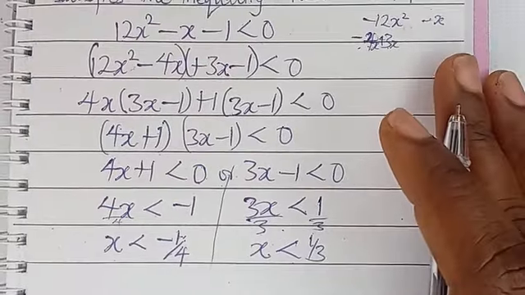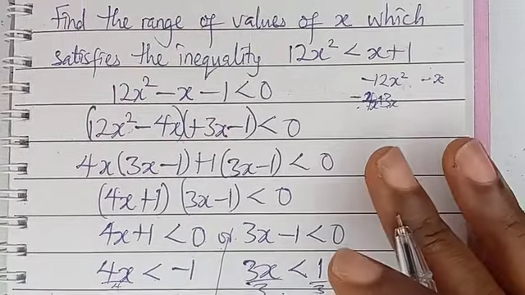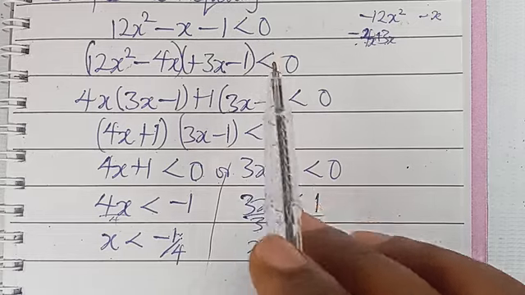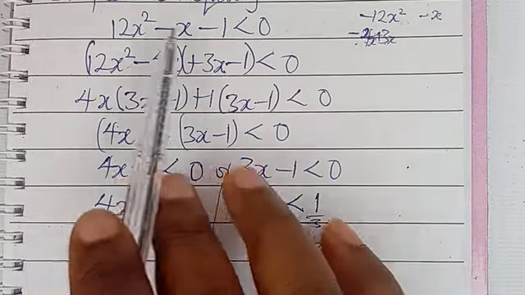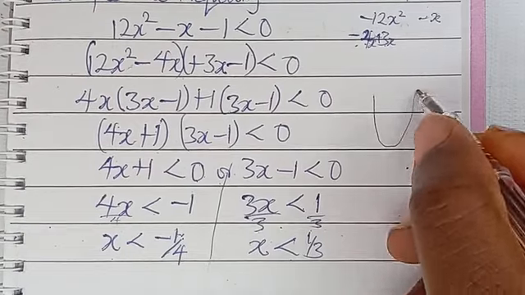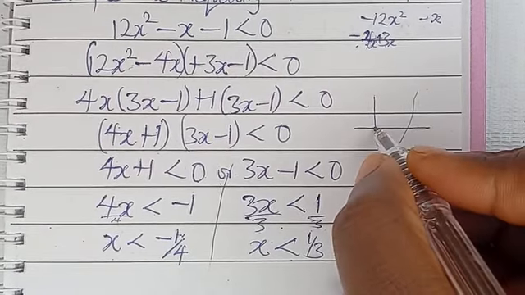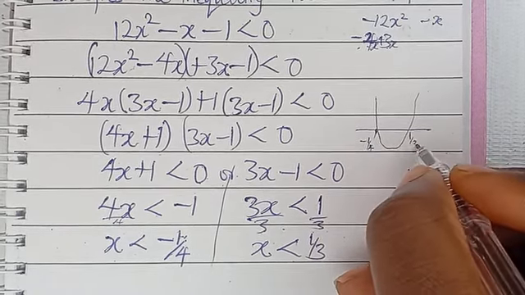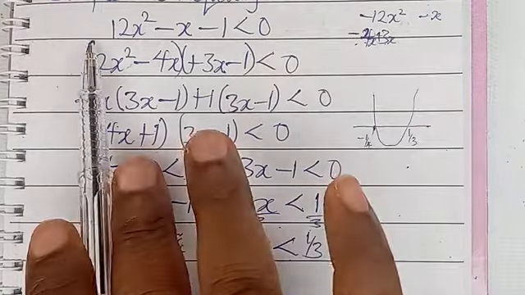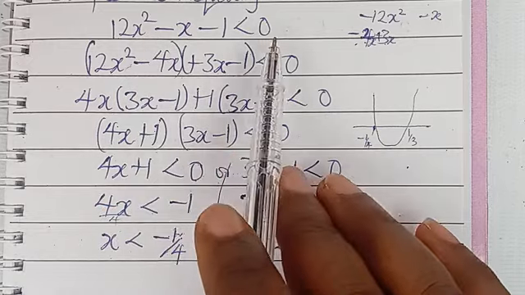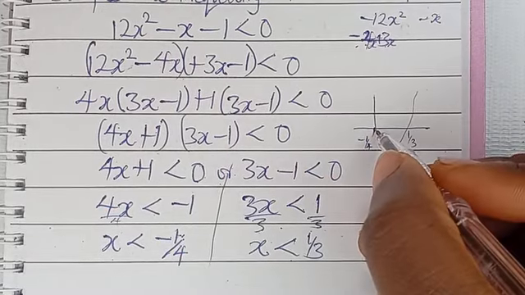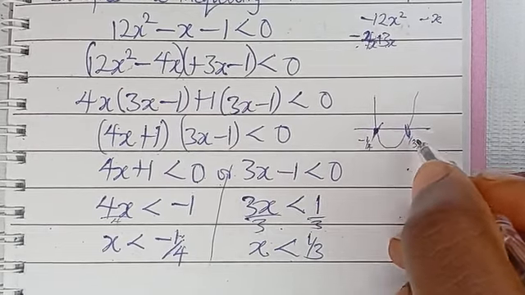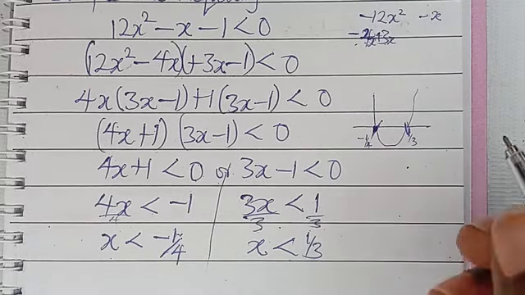But remember, they asked us for the range of values for which this whole term is less than 0. Looking at this, it will be a positive graph, right? And the solutions to this graph are minus 1/4 and 1/3. So the range of values for which all these are less than 0, that is between here and here, where these are less than 0.